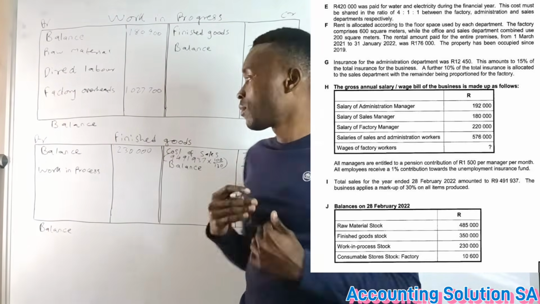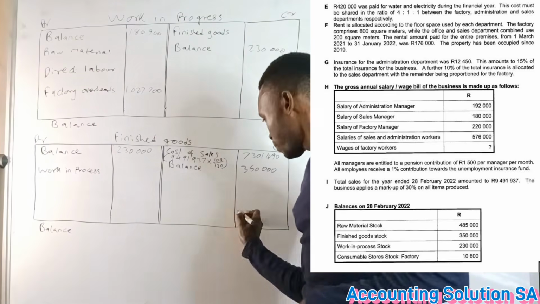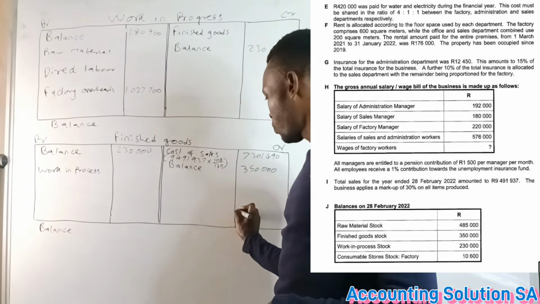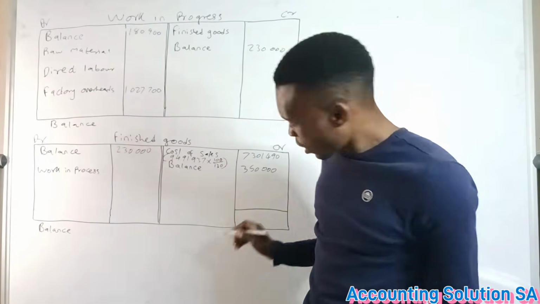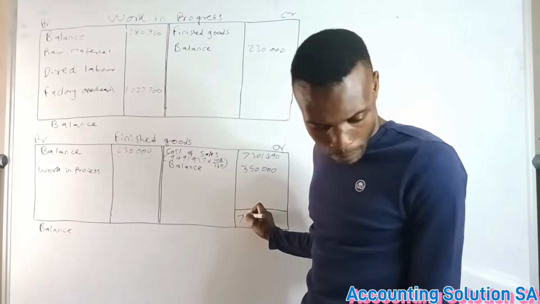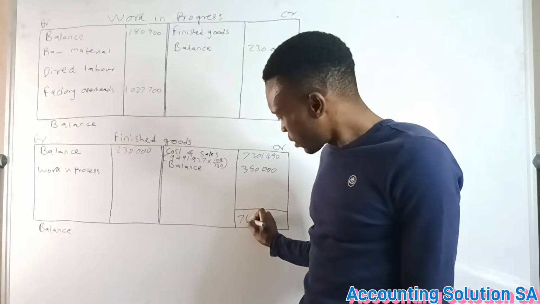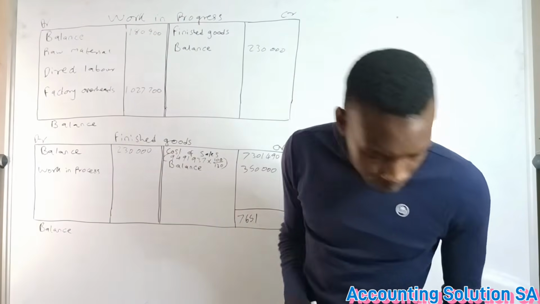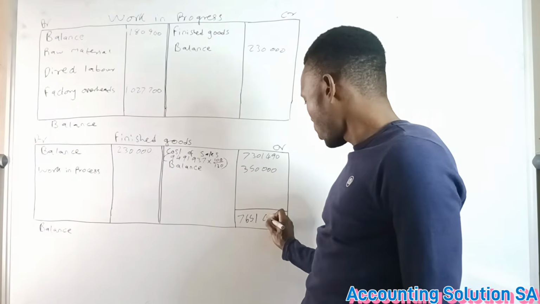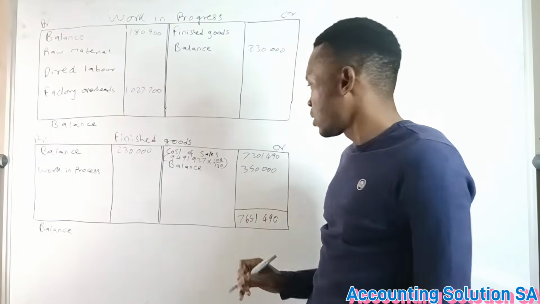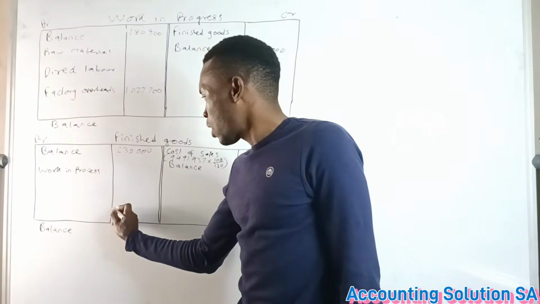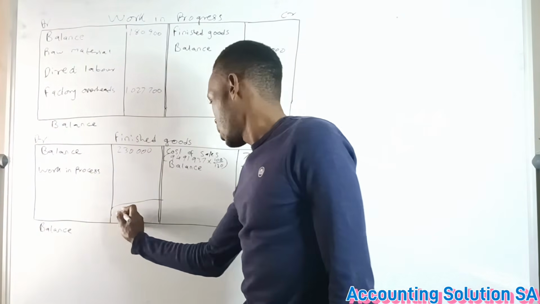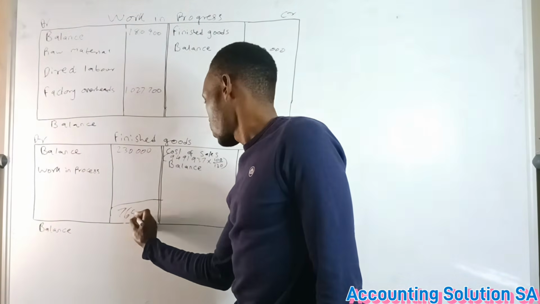Very simple, which means that because we don't have anything on the credit side, we can calculate this side and get the total of 7,651,490. If you just add these two, you will get this amount, which means that it will also come on this side, 7,651,490.